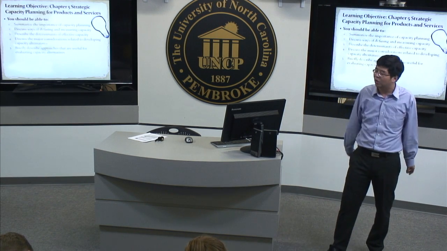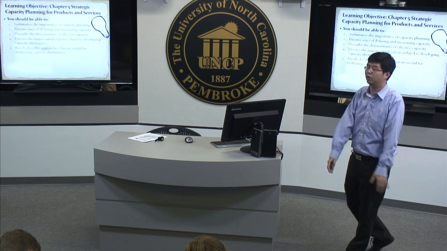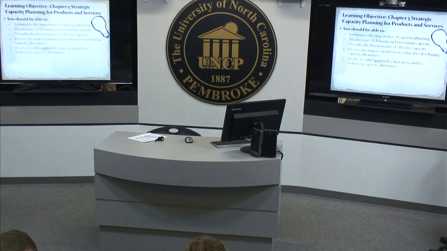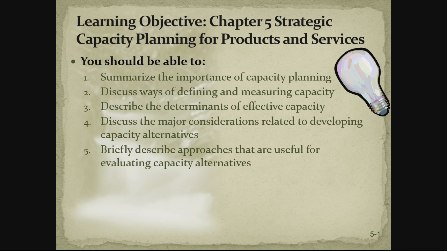Before we can produce anything, we need to first fix our capacity. That's a capacity plan. So we are learning in this chapter why it's so important, because it determines our outputs, right? And other reasons. Different ways to define and measure capacity. And we also describe the determinants of effective capacity. Also in this chapter we discuss the major considerations related to developing the capacity alternatives, different ways. Also, we will describe the approach that's useful to evaluate different capacity methods.